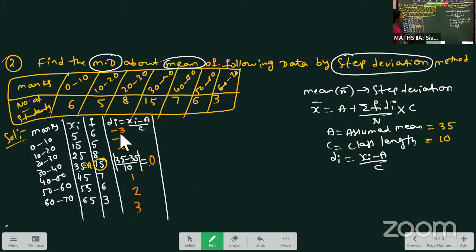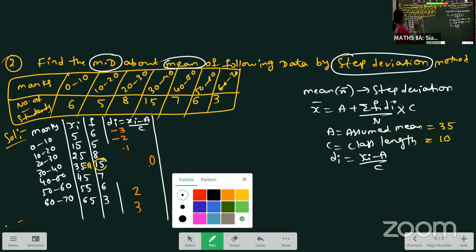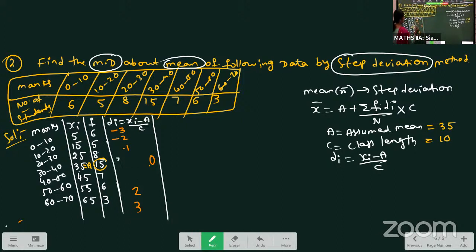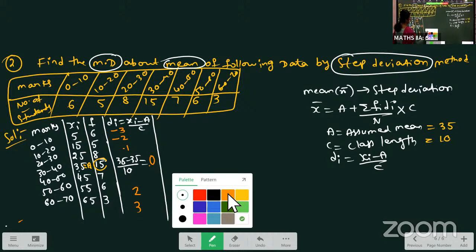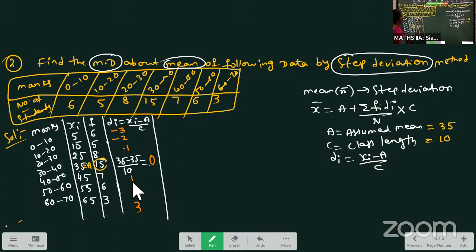You can cross check also. Xi value is 5. A value is 35. 5 minus 35 is -30. By C is 10. 30 by 10 is 3. So minus 30 by 10, that is why we are getting -3. In this modulus, you have to remove this. So like that, you have to find out. So here 35 minus 35 by 10, we got 0. Like that you have to find out the remaining values. Next, di value we got.